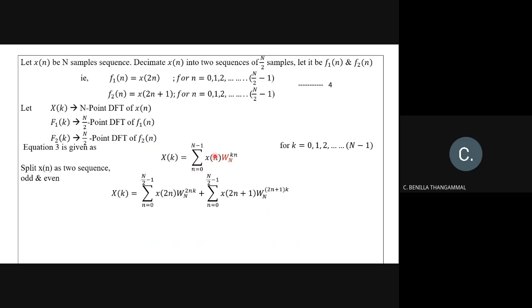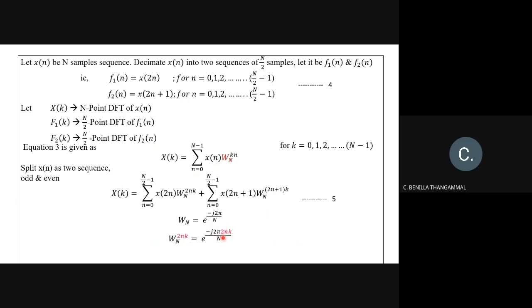And here I replace my n as 2n. So wherever I have n, I replace it by 2n. Similarly, here this x of n is replaced by x of 2n plus 1, so this n is replaced by 2n plus 1. Now, this may be your fifth equation. You know it very well, W suffix n, the twiddle factor, is nothing but e power minus j 2 pi by n. So this W suffix n power 2nk can be written as such. So now you know the rule.